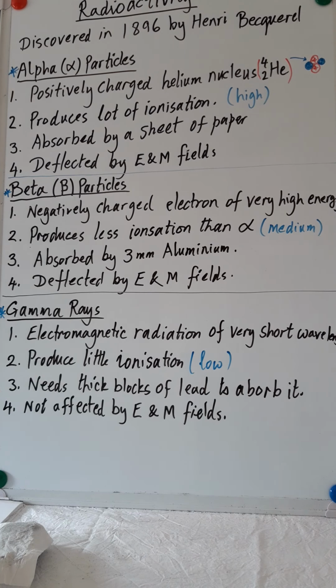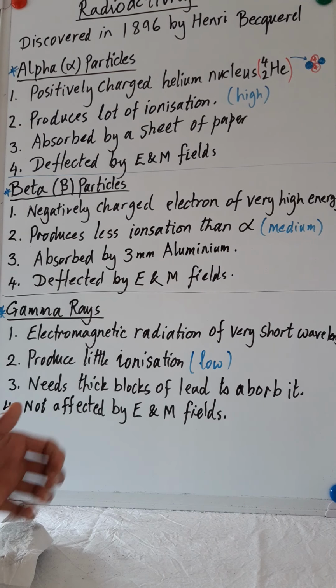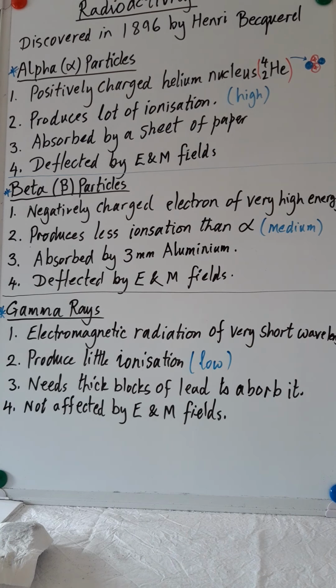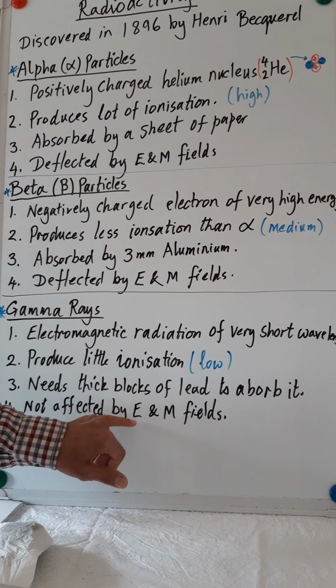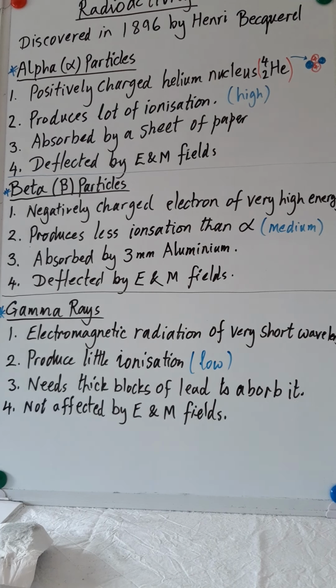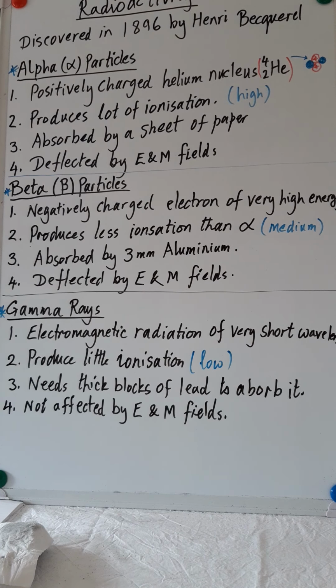They can go through anything. They can go through a sheet of paper very easily, through 3 millimeters of aluminium, no problem. It needs very, very thick blocks of lead in order to absorb it. And they produce less ionization as they go through the materials. And they are not affected by electric or magnetic field. I've written E and M for electric and magnetic. Because they don't have any charge, okay? They are electromagnetic waves, and they're not affected by electric field or magnetic field.